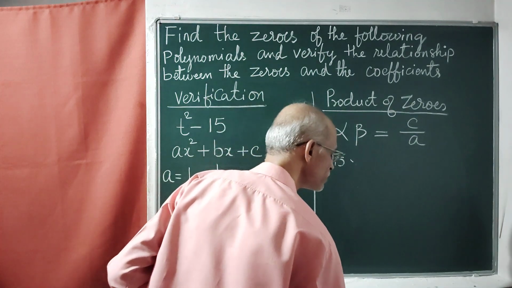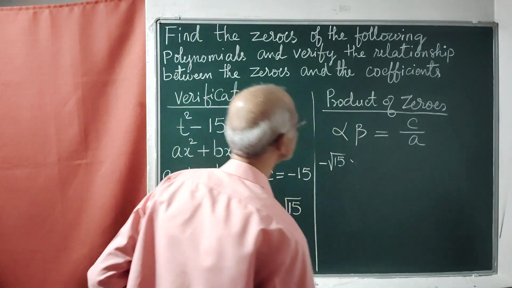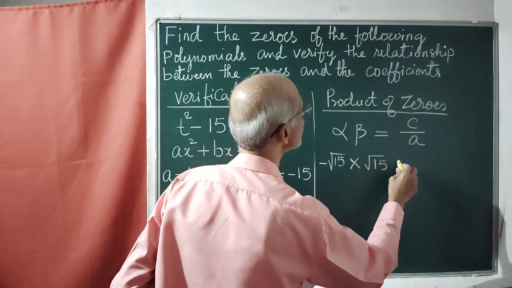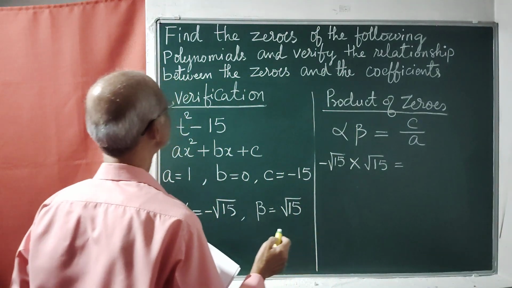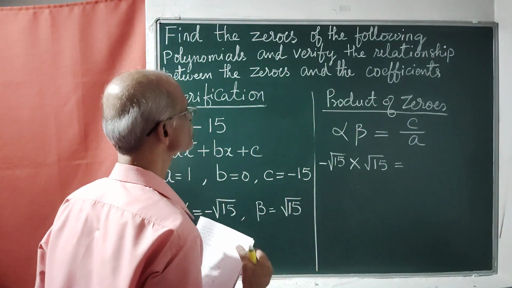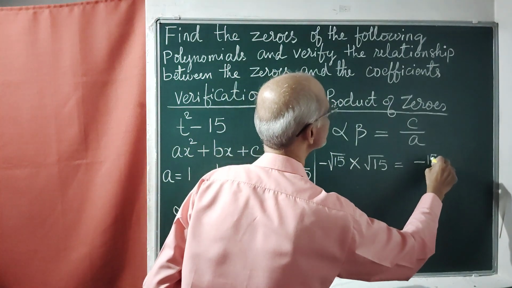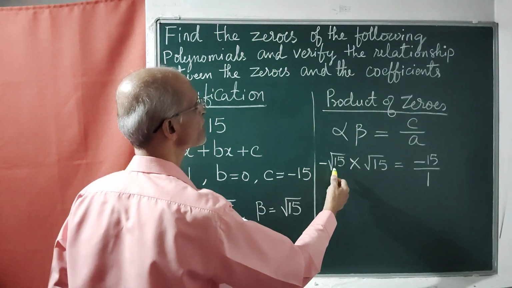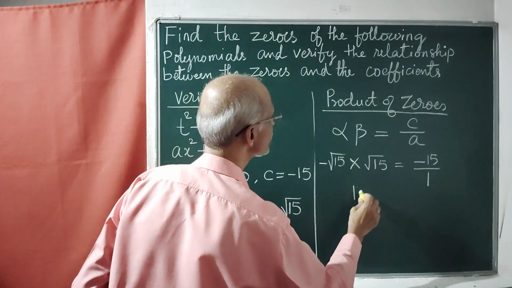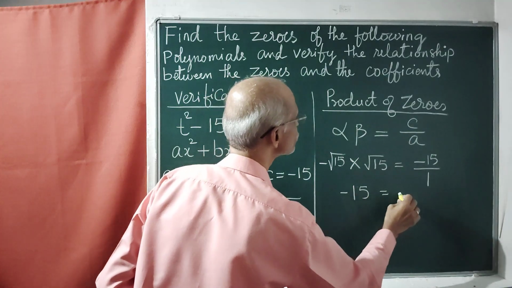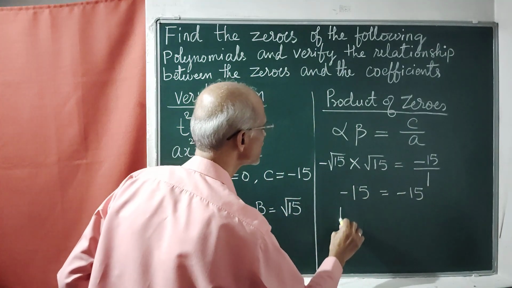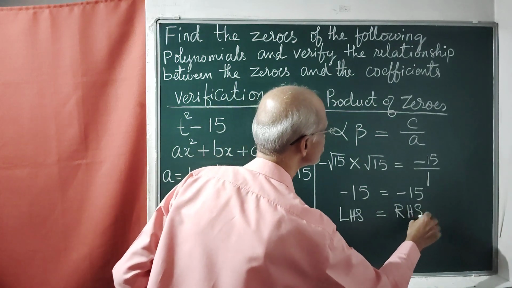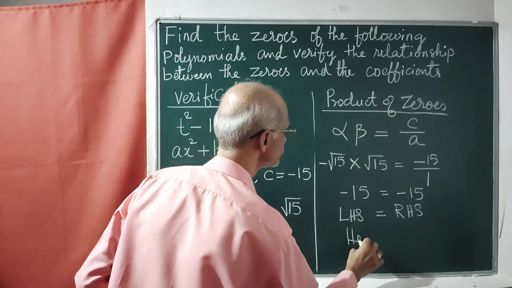into root 15 is equal to C, which is minus 15 by 1. So here, minus root 15 into plus root 15 is minus 15. That's equal to minus 15. So LHS is equal to RHS. Hence verified.